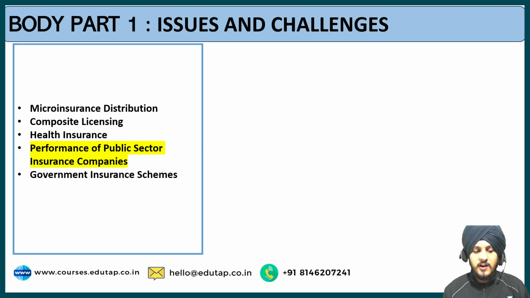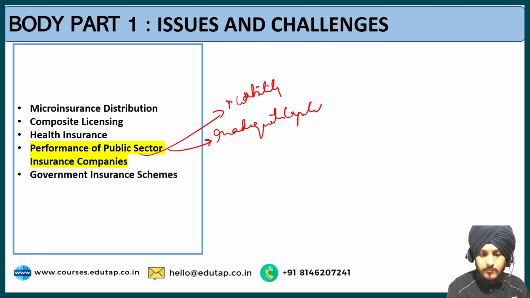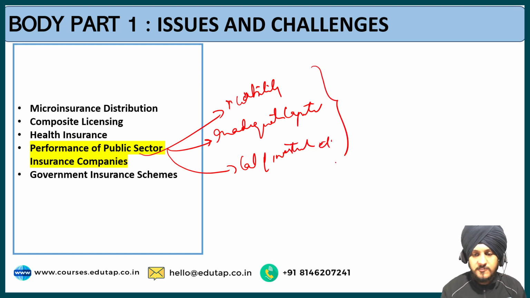Now the next point is regarding the performance of public sector insurance companies. When we talk about the public sector insurance companies, they face different types of challenges such as increasing liabilities, then inadequate capital, then lack of investments, etc. So there are different issues or challenges faced by them that lead to poor solvency ratio.